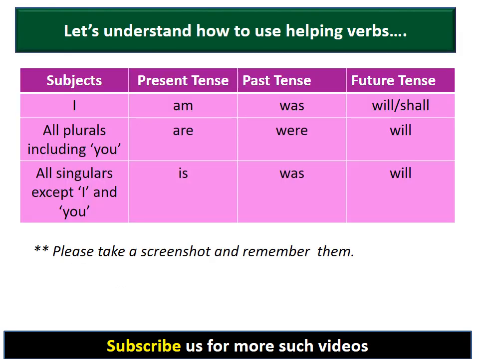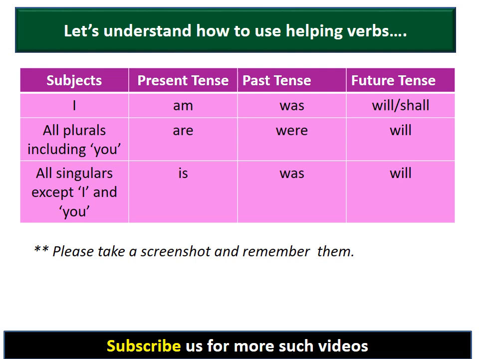Let's look at some of the auxiliaries, helping verbs, how we use the auxiliaries tense-wise and person-wise, or subject-wise, I would better say. So here with I, in present tense you use am, in past tense we use was, and in future will. Shall can be used for formal writing purposes.